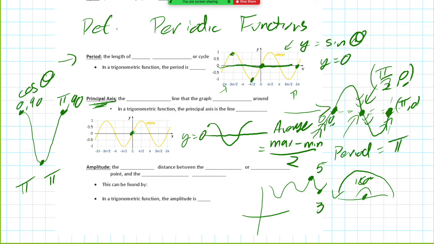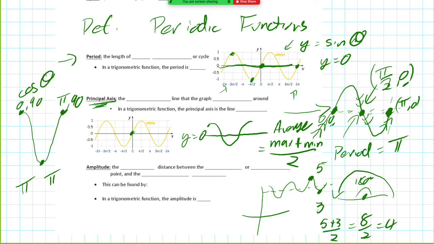So for instance, in this case, I just gave 5 minus 3. I said that right? Sorry, plus, not minus, plus. 5 plus 3 gives you 8 over 2, which means 4. And that would make sense. In between 5 and 3 is the number 4. So max plus min divided by 2 will get you your principal axis.